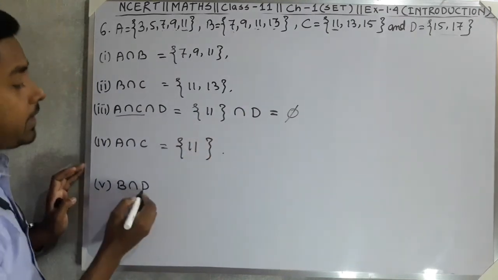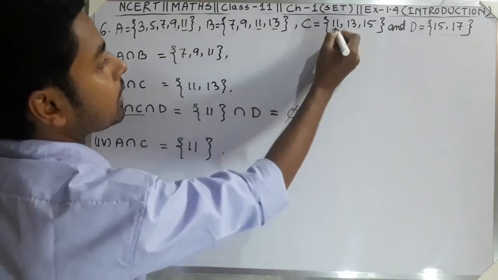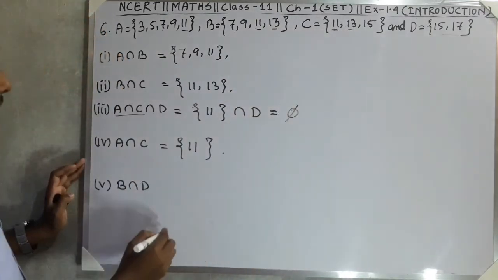Okay. B intersection C. B and C. What are the common elements? 11, 13. Only 11, 13.